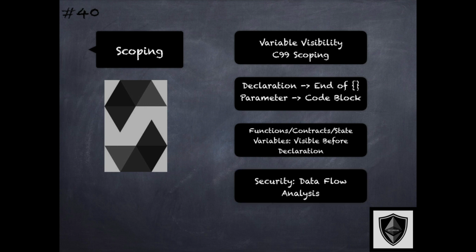From a security perspective, understanding the scoping rules of Solidity becomes important when we are doing data flow analysis. This could be in the context of a manual review where you're looking at the code yourself, or when you're writing tools to do static analysis on Solidity smart contracts.